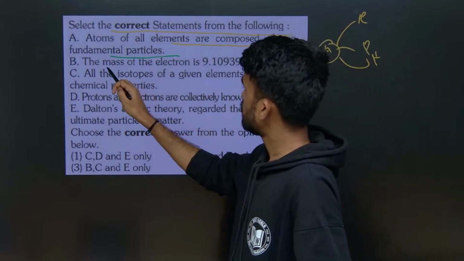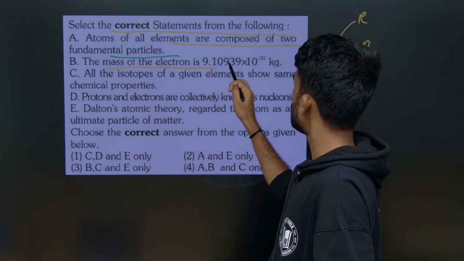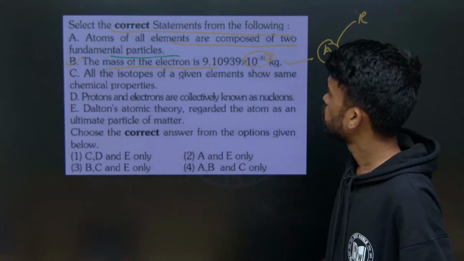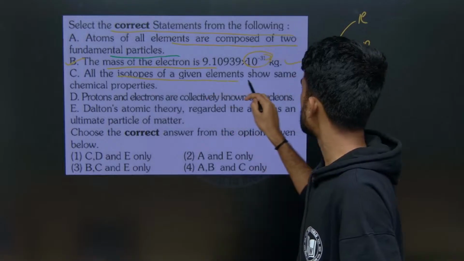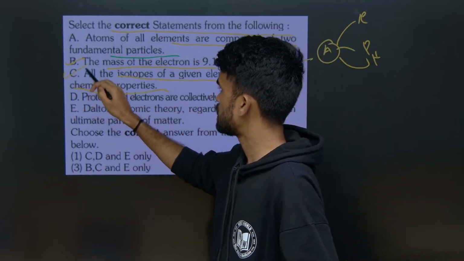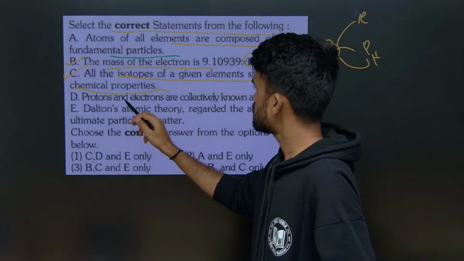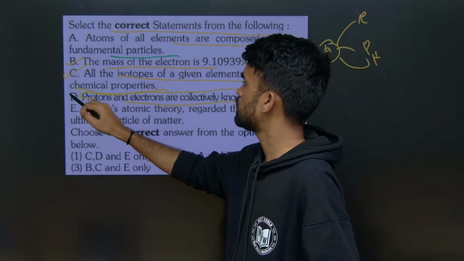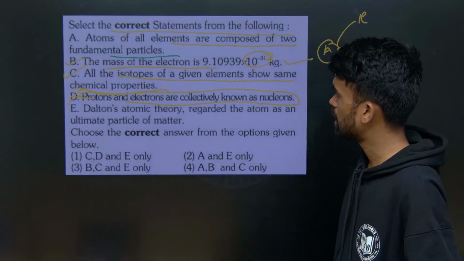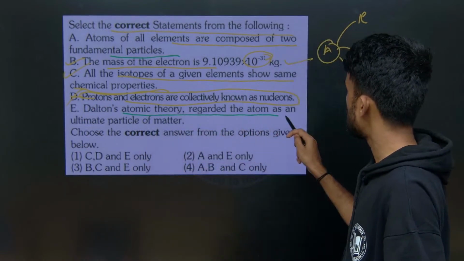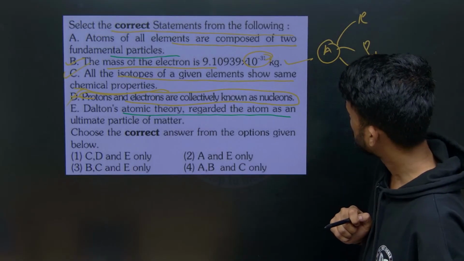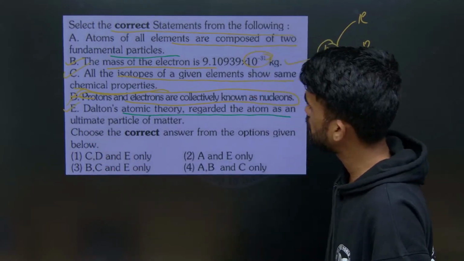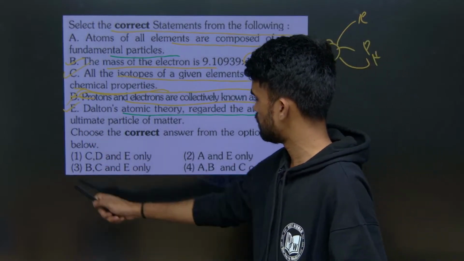Next, the mass of electron is 9.1 into 10 power minus 31 kg. This is correct only. All the isotopes of a given element show the same chemical properties. This is also true. Protons and electrons are collectively known as nucleons? No, protons and neutrons are collectively known as nucleons, but not the electrons. Dalton's atomic theory regarded atoms as the ultimate particle of matter. Yes, this is correct. So BCE, correct, option number 3.